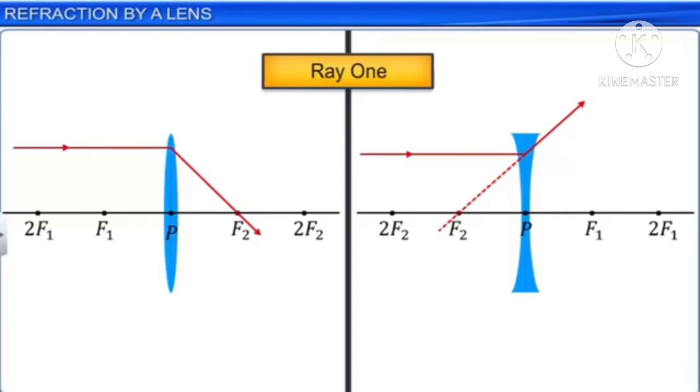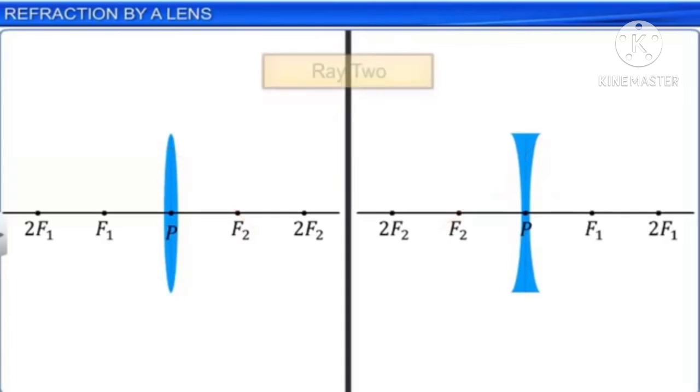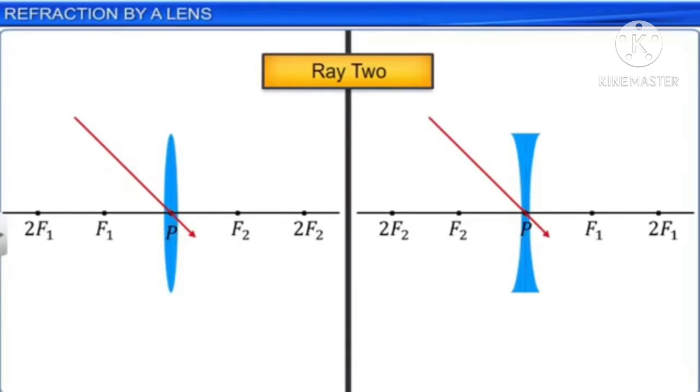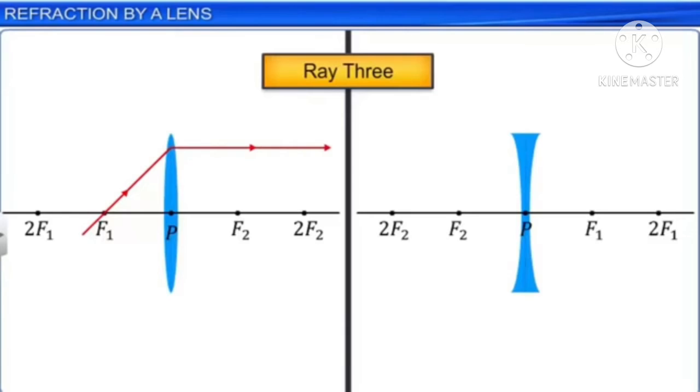If a light ray is directed towards the optical center of a lens, then it passes through the lens without any deviation. If a light ray passes through the first principal focus of a convex lens, then after refraction, it passes parallel to its principal axis. In case of a double concave lens, if a ray of light appears to converge onto the first focal point, then after refraction, it becomes parallel to its principal axis.